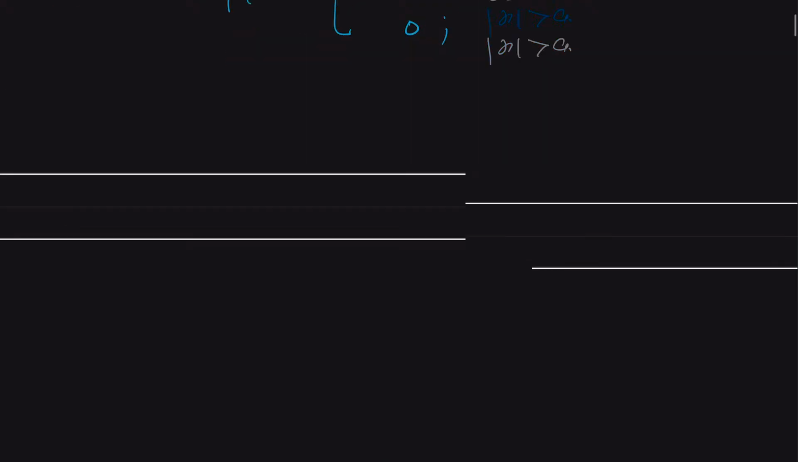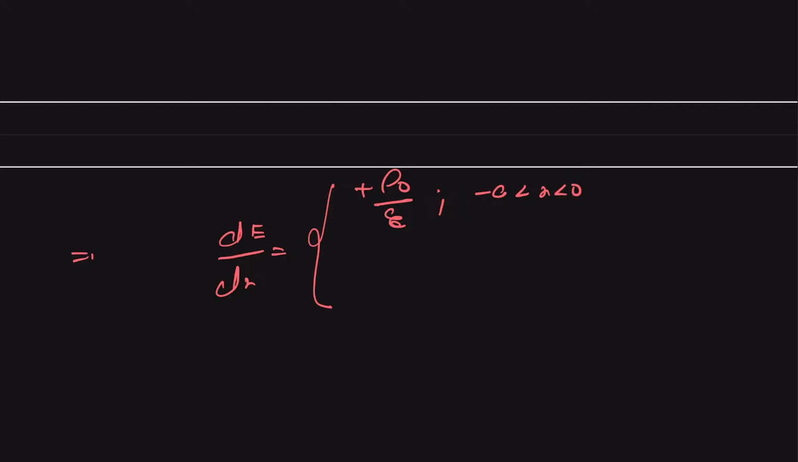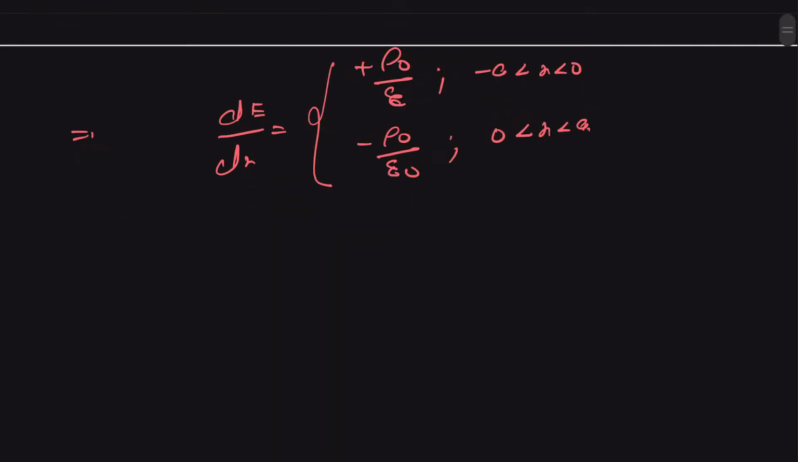So based on this, we can say that our dE upon dx will also have three values. First will be rho naught upon epsilon naught, and it will be lying between minus a and 0. Second value will be minus rho naught upon epsilon naught. It will be lying between 0 and a. And the last value will be equal to 0, which we are not bothered about. Okay, we'll just ignore it.